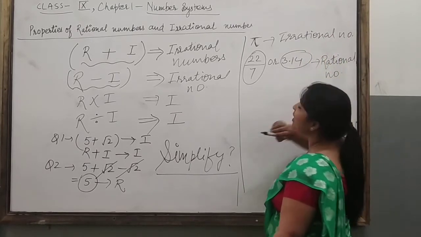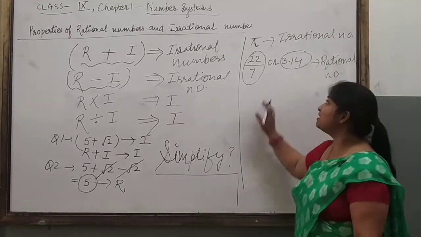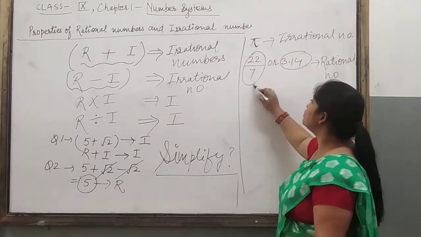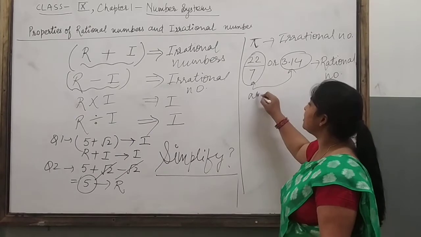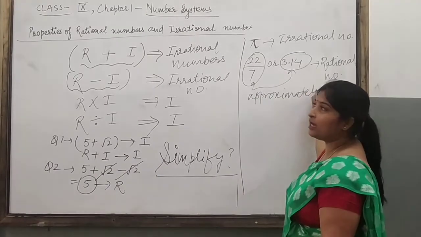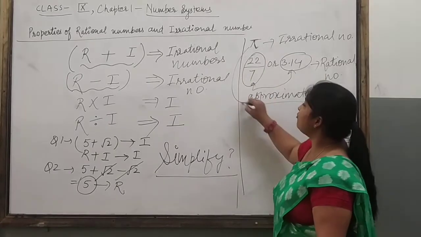So the question is how it can be possible. Here the answer is that 22/7 and 3.14 are both approximate values of pi that we use for calculation. These both values are approximately the value of pi.